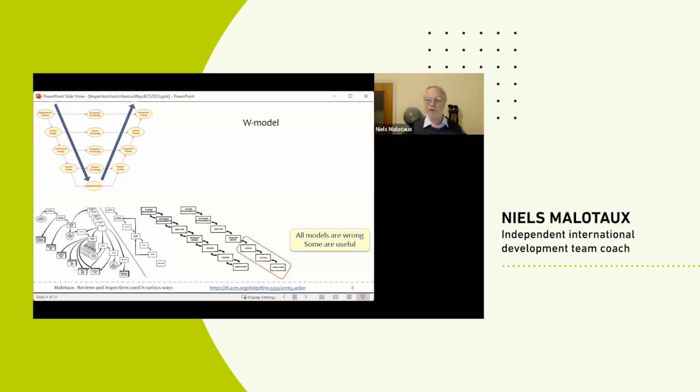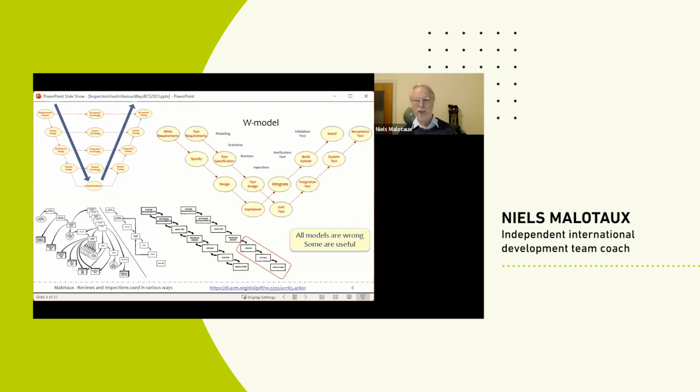That's why some people created the W model, which shows that you can write requirements, you can test the requirements, you can specify, you can test the specification, you can design, test the design. And here we have the implementation. At this moment, you can test in software code running, but actually all these are the same product, only in a different form. And how can we test these forms of the product? Well, by modeling, by scenarios, by reviews, inspections. And that's what I want to talk about today.